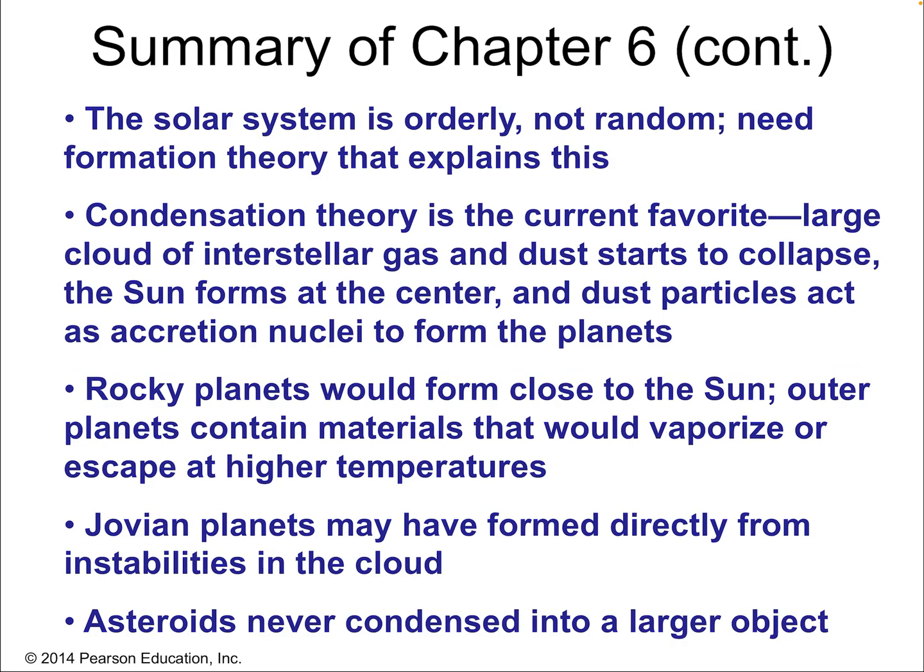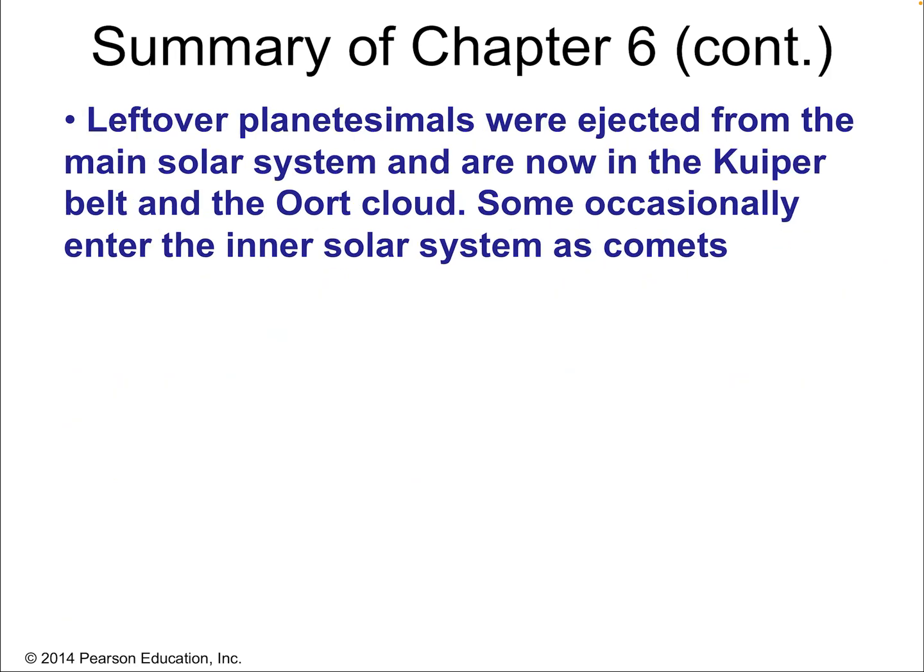And really, you can think of asteroids being like the terrestrial leftovers and comets being the icy leftovers, okay? Leftover planetesimals, the bigger ones, were ejected from the main solar system and now are in the Kuiper Belt and the Oort cloud. Some occasionally get pulled into the inner solar system. That's why we have comets that only come every few hundred years, okay? They take these very, very long eccentric orbits. And as I mentioned before, some ended up being the moons of the Jovian planets.